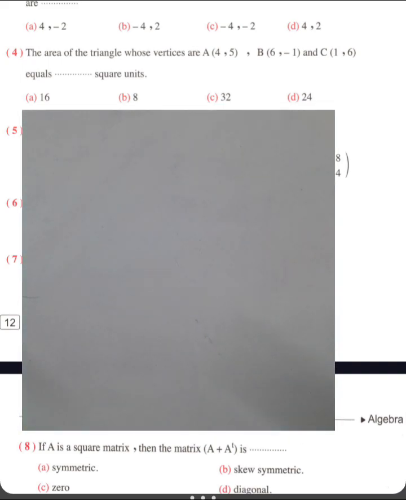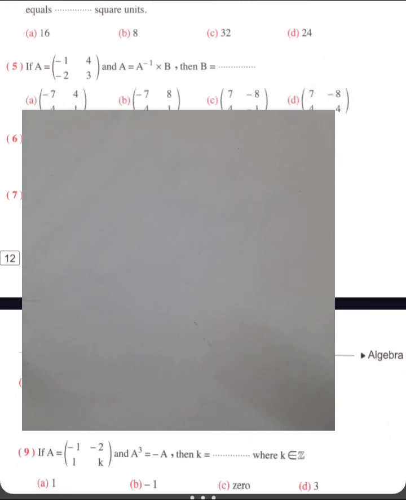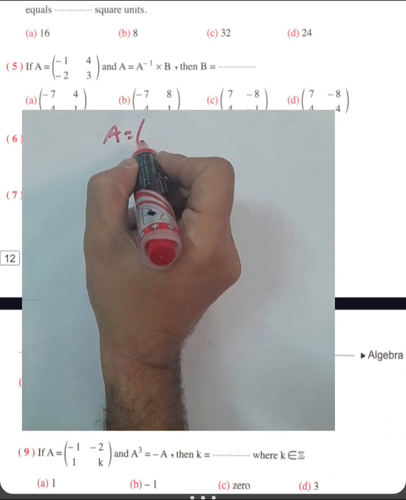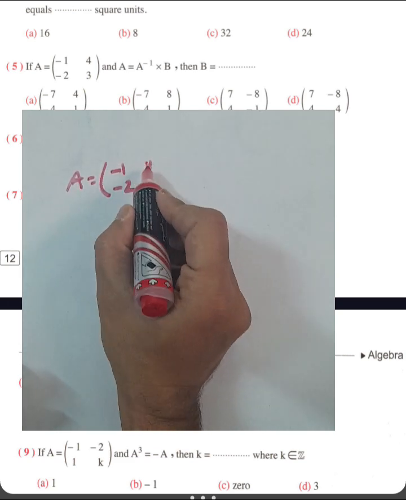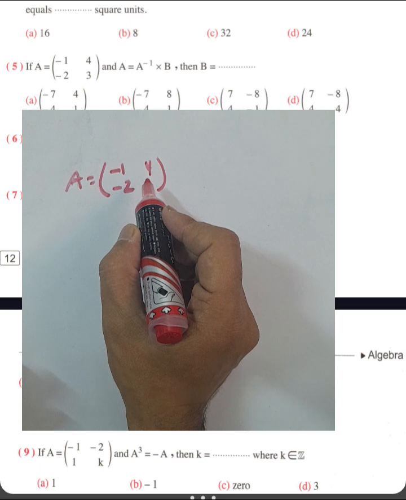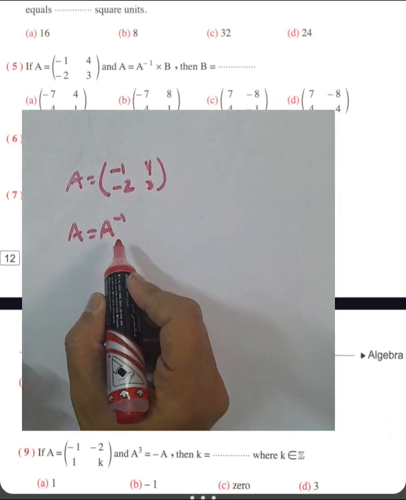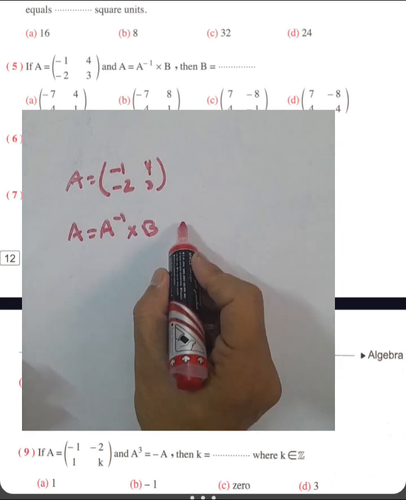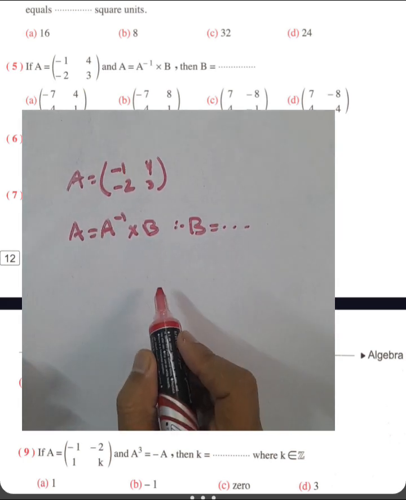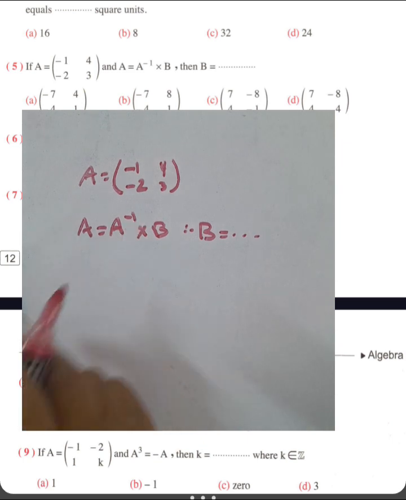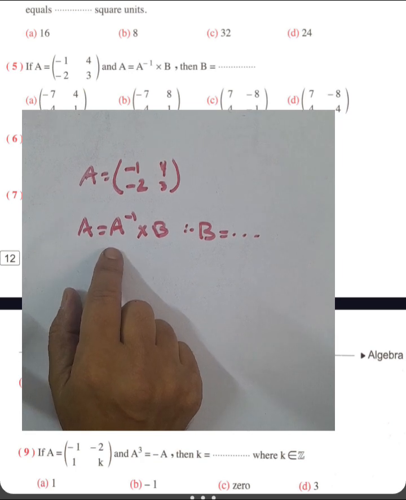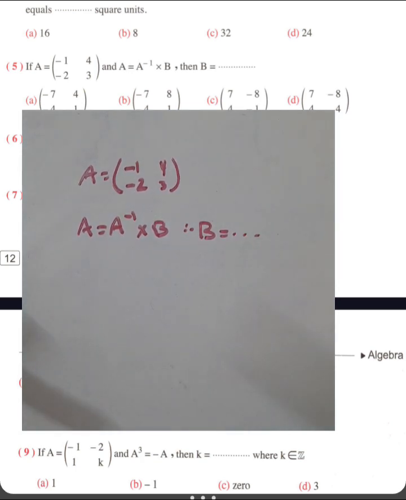Next, question number 5. We have matrix A as negative 1, negative 2, 4 and 3, and we are given that P equals the inverse of matrix A times matrix B. We want to find matrix P. First step, we can write the inverse of matrix A. It will be 1 over the determinant of A, times the adjugate of this matrix.